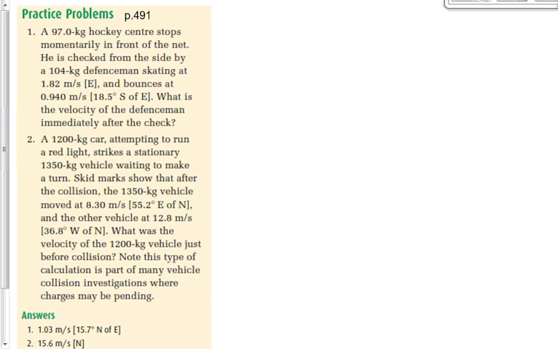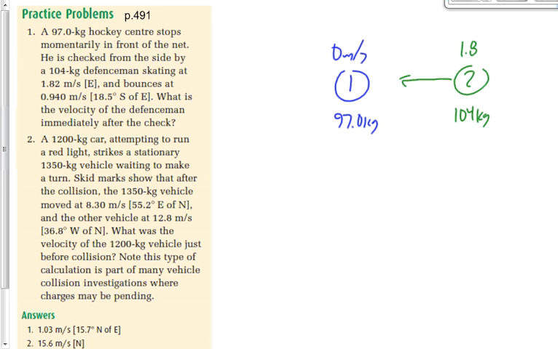We'll call him object number one. He's stopped in front of the net, so his velocity is 0 meters per second, and of course his mass is 97.0 kilograms. Object number two, we're going to draw in green. He's going to the east. His mass is 104 kilograms, and his velocity to the east is 1.82 meters per second.